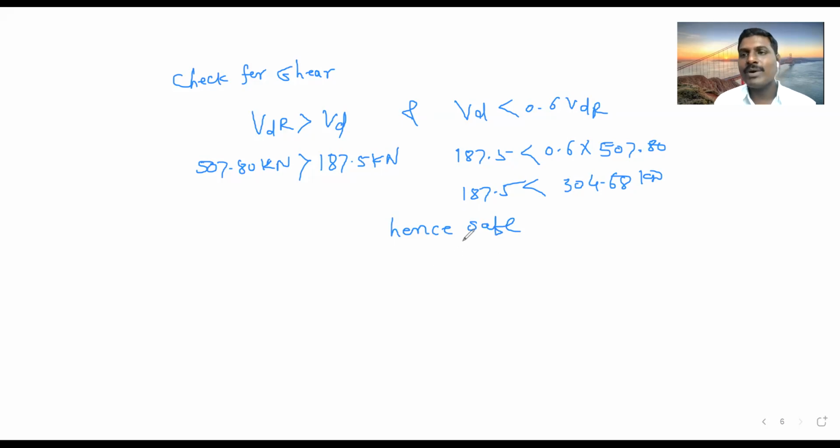Whatever section we have provided is safe, because VD is 187.5, which is less than VDR. Again, this next check is there, and this check also satisfies. So hence whatever section provided is safe. Are you getting?